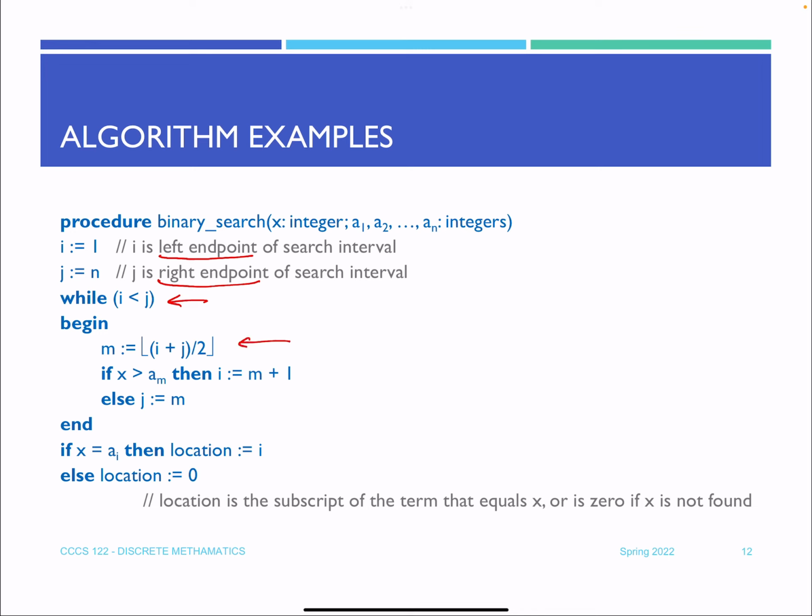This is how we determine the middle element. It's basically the average of i and j. And because the number of elements, the size of the search interval, could be an even or odd number, we apply, as a rule over here, the floor function to it to pick one of the two center elements.